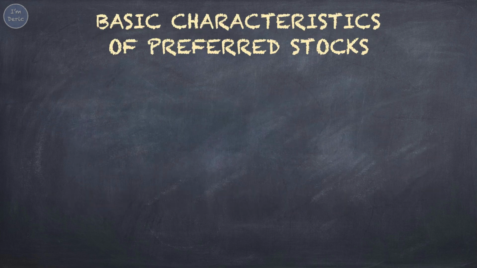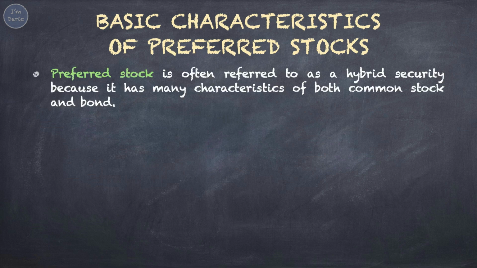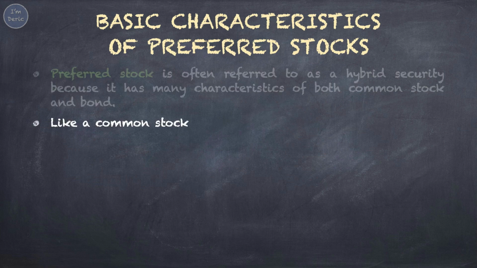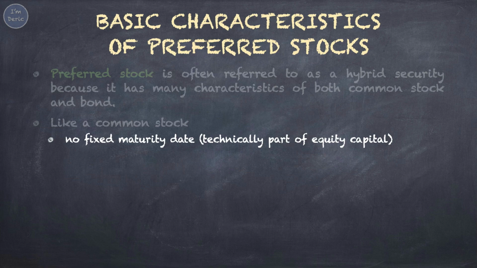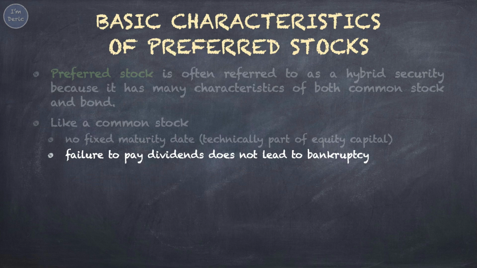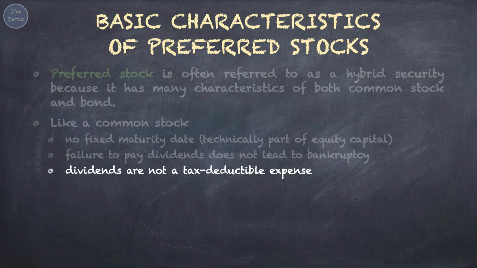The following are the basic characteristics of preferred stocks. Preferred stock is often referred to as a hybrid security because it has many characteristics of both common stock and bond. Preferred stock is like a common stock because preferred stock has no fixed maturity date. Technically, it is a part of equity capital. Failure to pay dividends does not lead to bankruptcy. Preferred dividends are not a tax-deductible expense.